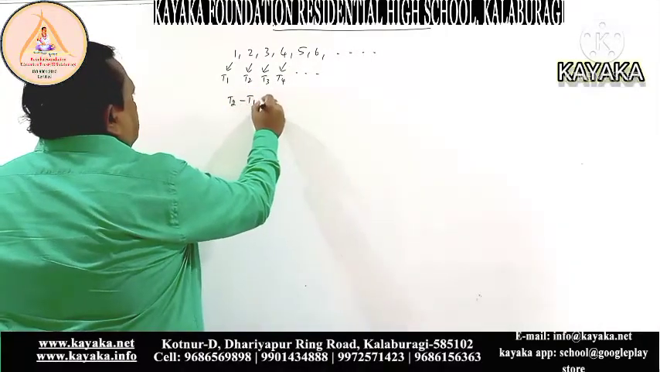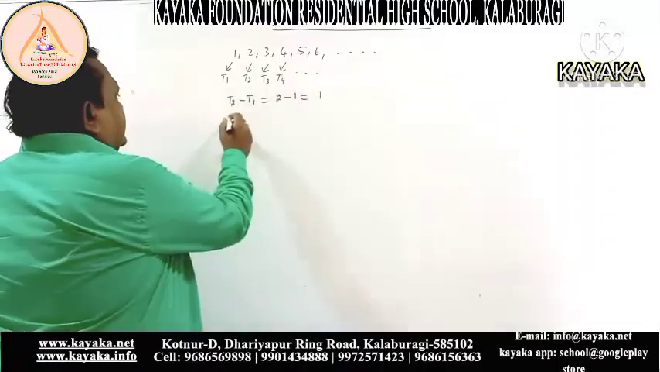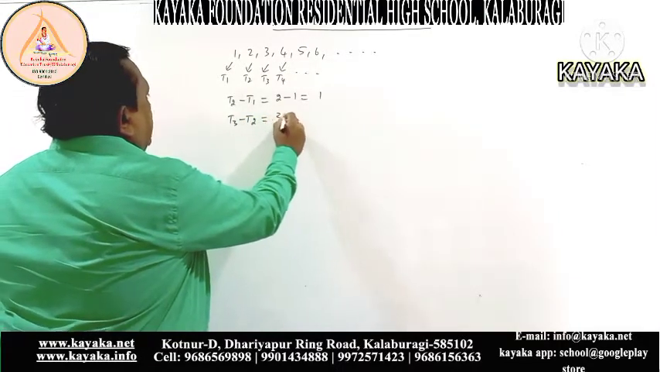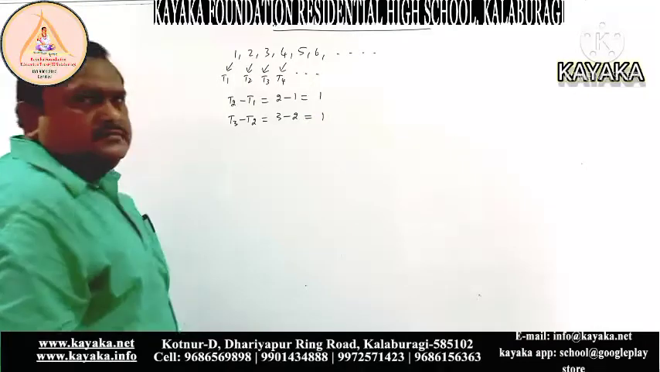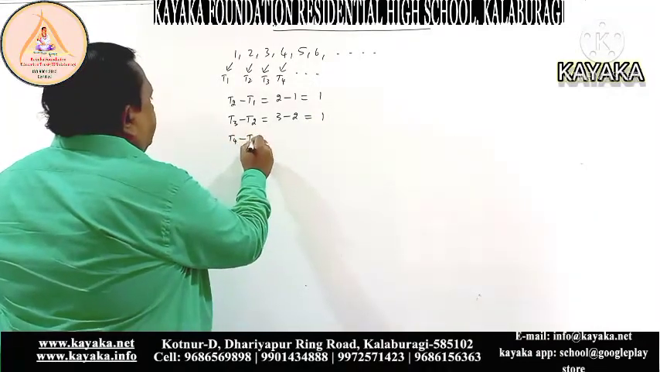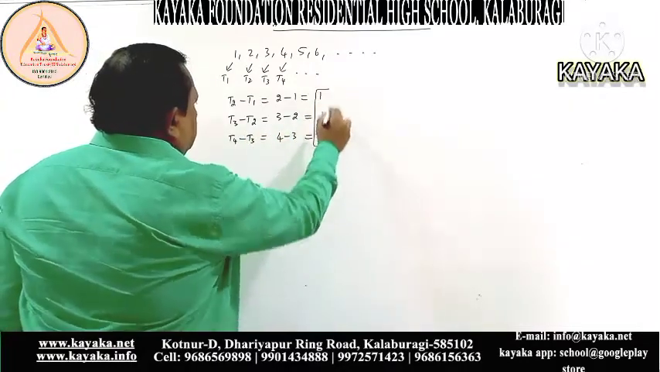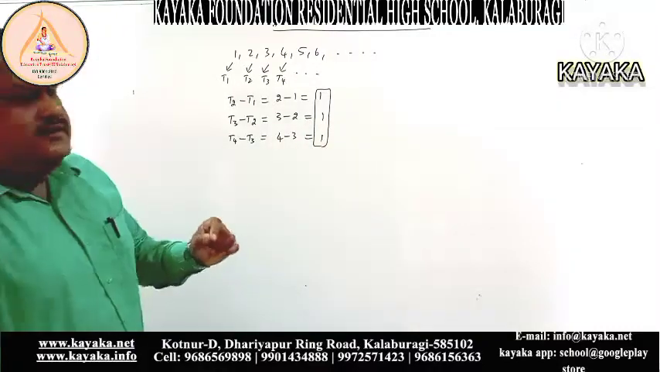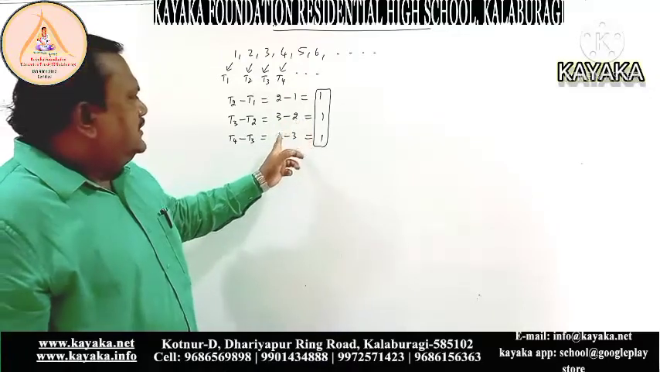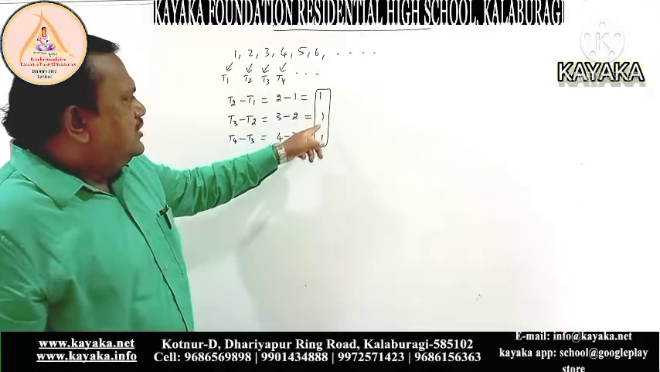T2 minus T1, you will get 2 minus 1, equal to 1. T3 minus T2 will be 3 minus 2, that will be equal to 1. Now next one, T4 minus T3 will be 4 minus 3, that is also equal to 1. You can say the difference between a term and its preceding term, all are equal. Yes, 1, 1, 1 we are getting.